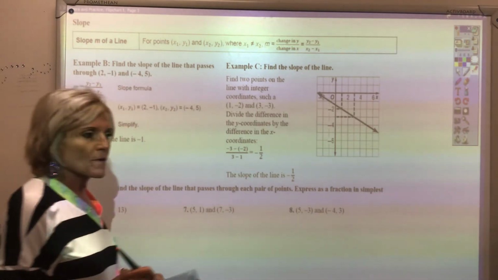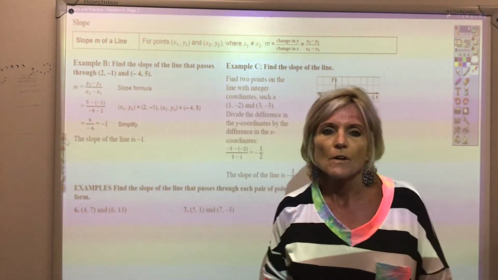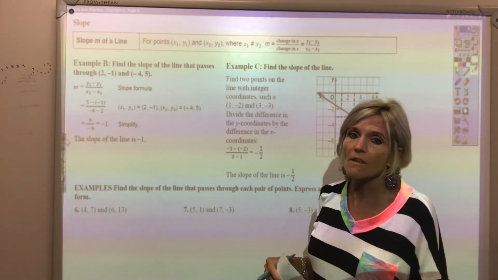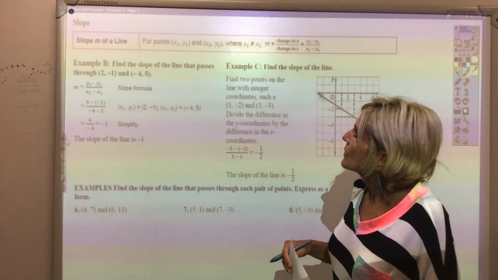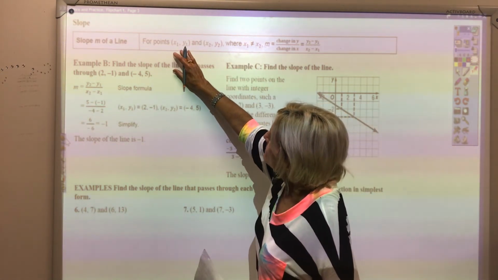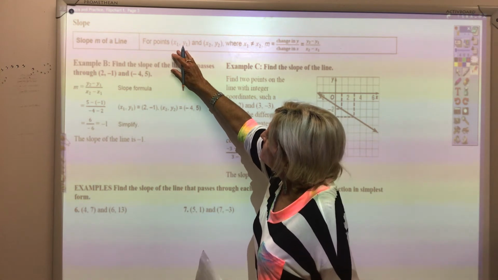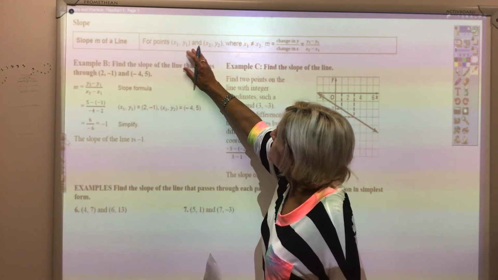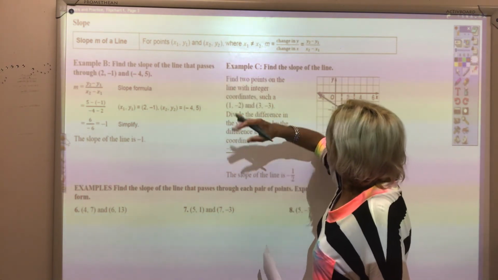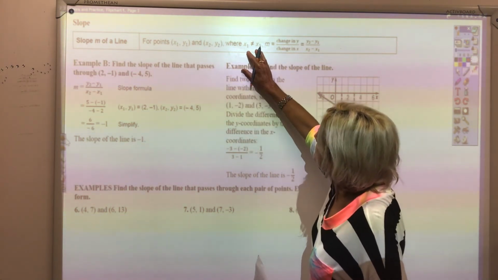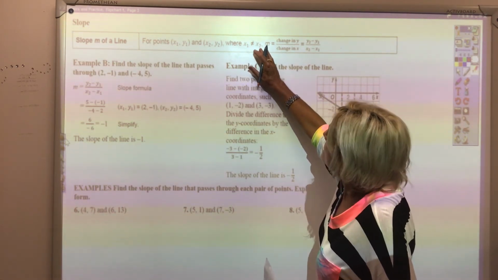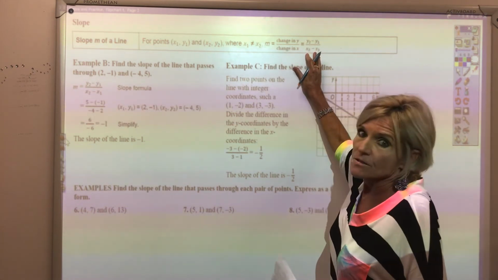Now we're going to talk about rate of change in another way, which I hope y'all will remember from Algebra 1, and we're going to talk about the slope of a line. So we've got our equation up here. If you've got two ordered pairs, we'll call the first x sub 1, y sub 1, and the second x sub 2, y sub 2. What we put in, and notice this right here, it says where x sub 1 is not equal to x sub 2. If those two are equal, we get a 0 in the denominator.